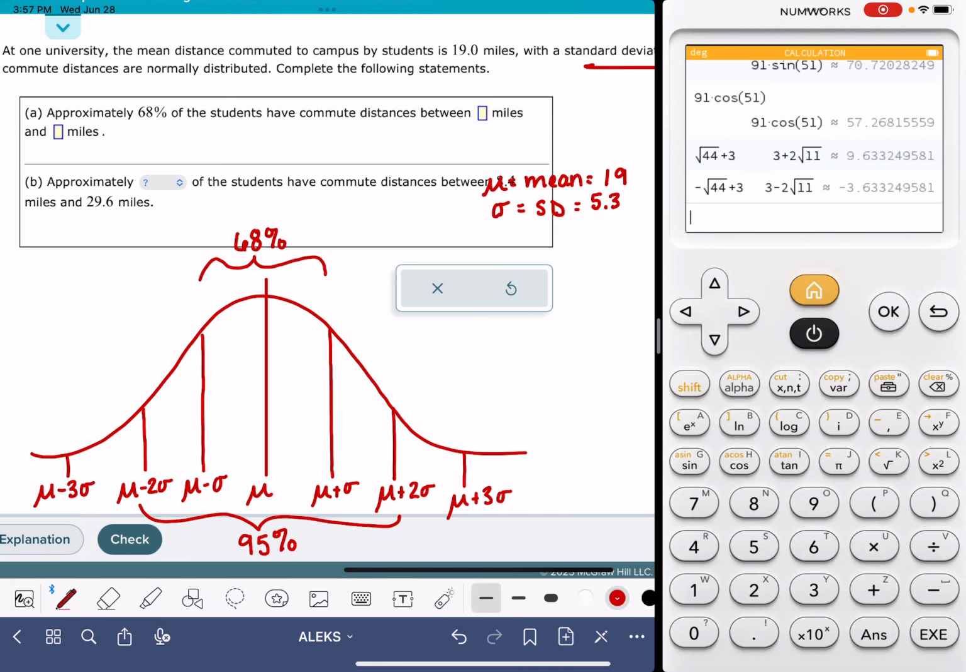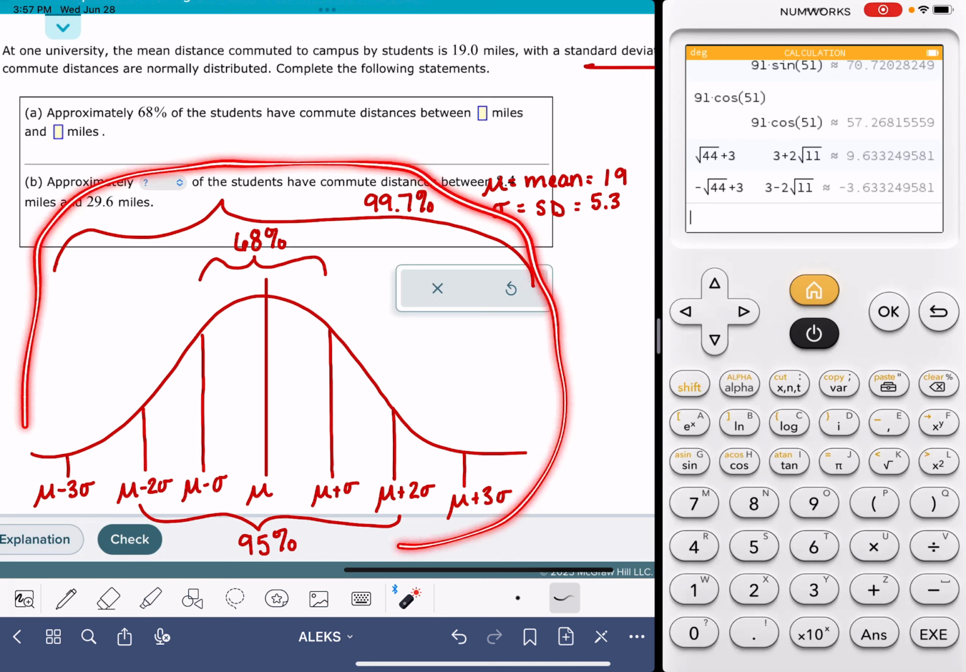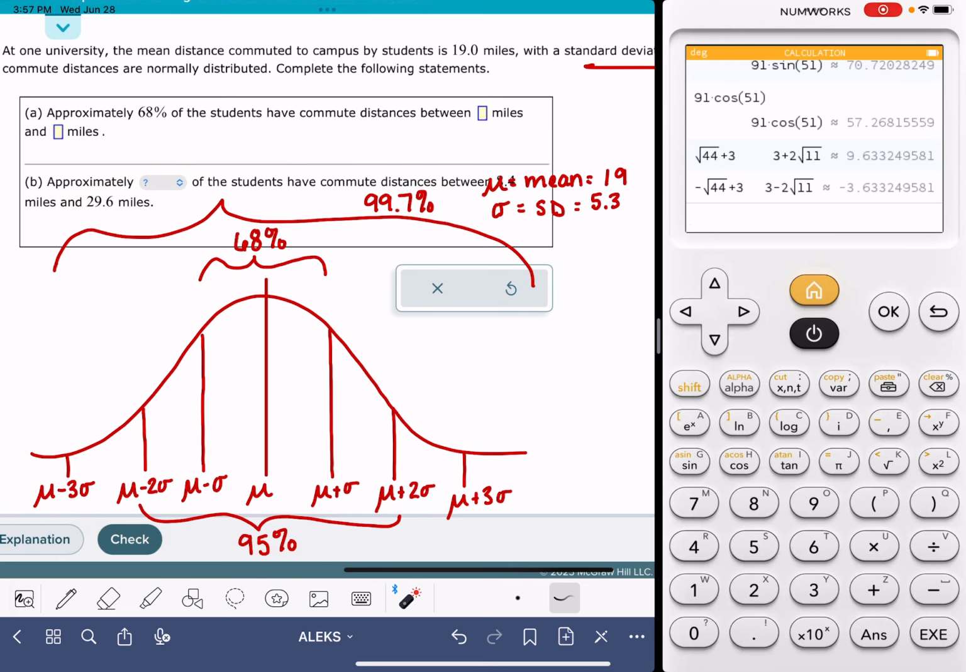So if we go within 3 standard deviations, I'm just going to make that really big like that, then that is 99.7% of our data. So almost all of the data falls in the range of 3 standard deviations above or below. Okay, so this is the general information that you're going to need to solve this problem, no matter what questions it's asking you, no matter what type of data it's asking you.